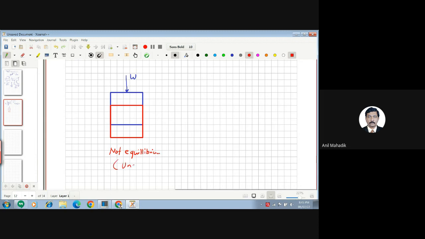You can say unstable. It is very unstable. In simple language, it is unstable. In engineering language, not in equilibrium. In equilibrium or not in equilibrium. Okay. Now, if I show this object again.